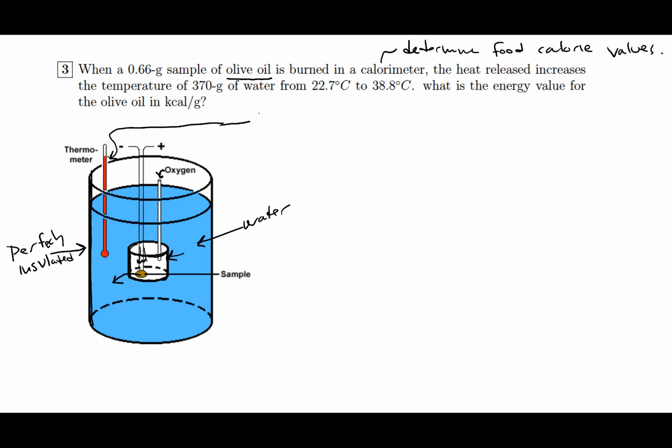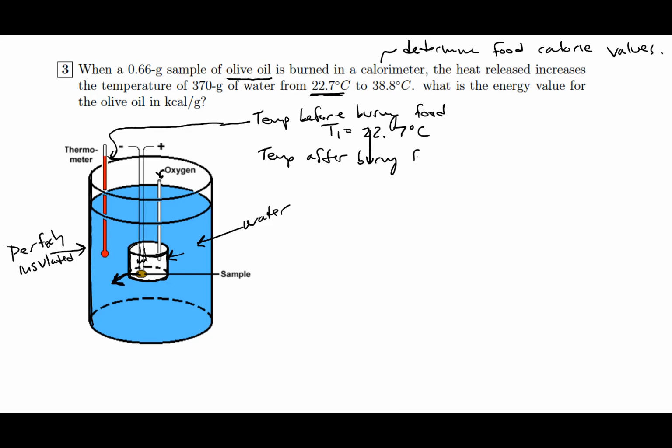So we're going to take a temperature before burning the food. So we have the temperature of the water before burning the food, and this is given to us right here. So I'm going to call that T1 is equal to 22.7 degrees Celsius. Then we're going to burn the food. Heat is going to be released into the water from the food burning, and that makes sense because if you heat something up, it's going to lose heat, and it's going to, in this case, add heat to the water. And so we have this thermometer here that's going to continue to measure the temperature, and so then we can get the temperature after burning the food. And this is given to us as I'm going to call this T2. So T2 is equal to 38.8 degrees Celsius.